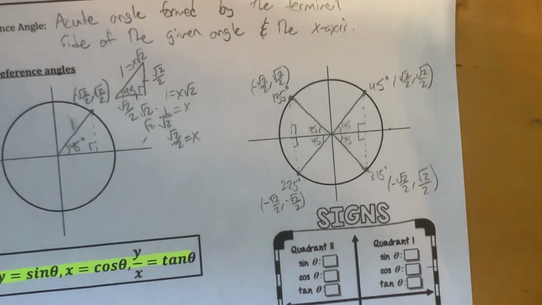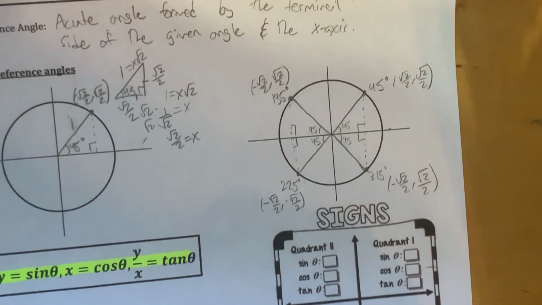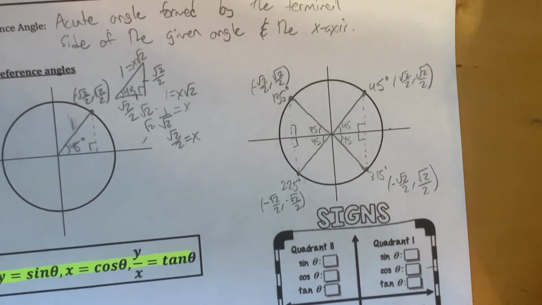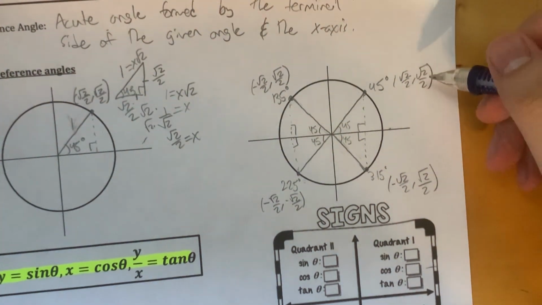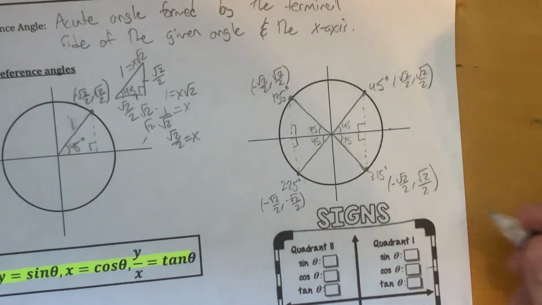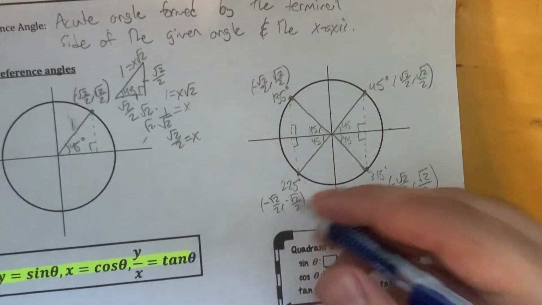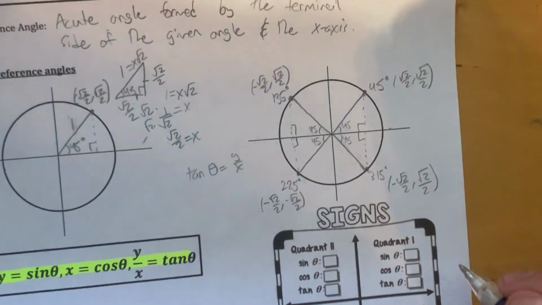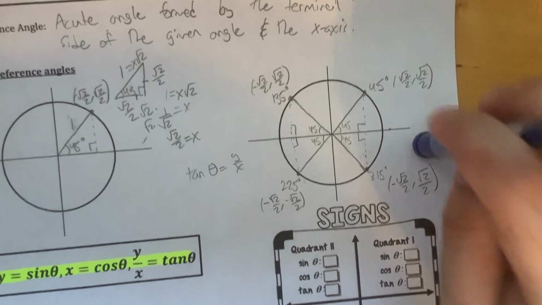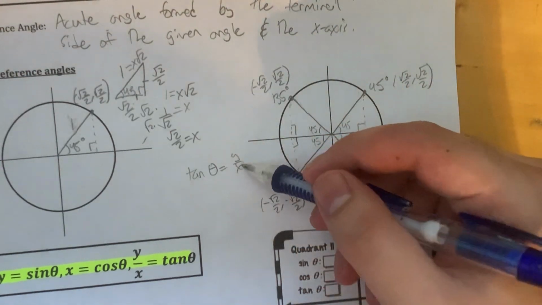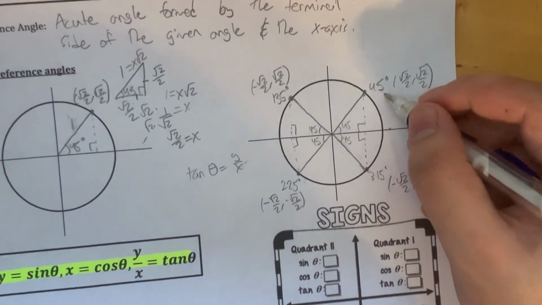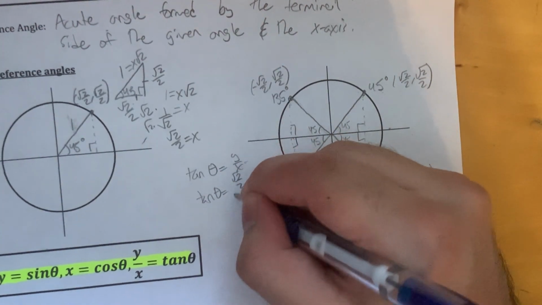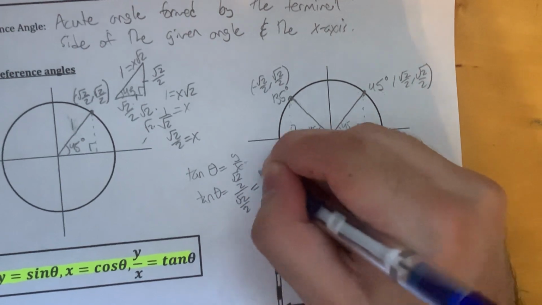Right? And then let's take it a step further. How do we find the tangent to each point? 45 degrees. So let's do this. Let me find some room. So we do tangent theta equals y over x. So if I want to find tangent theta, all I have to do is y over x. So if I were to do this one for 45 degrees, what would it be? It would be square root 2 over 2 divided by square root 2 over 2, which would equal 1.